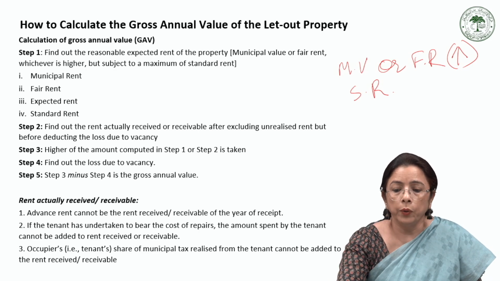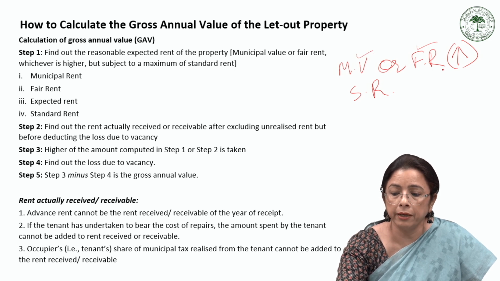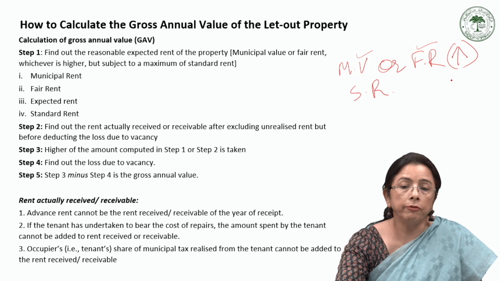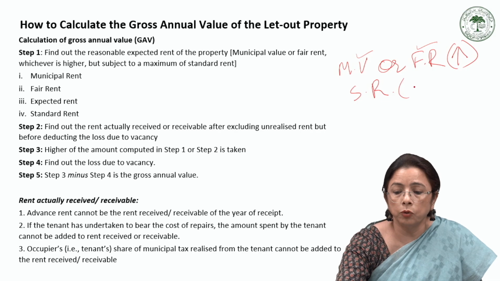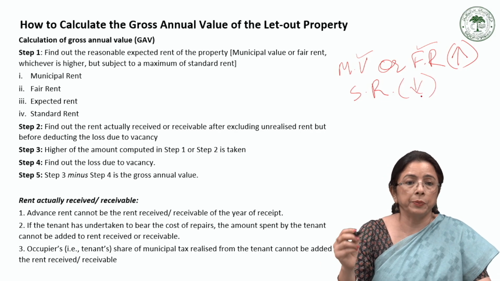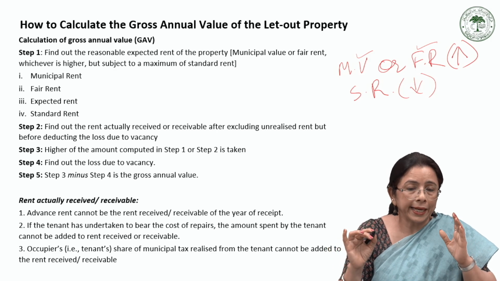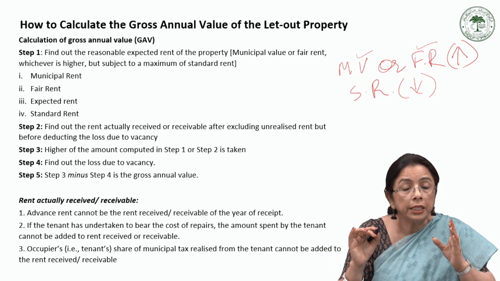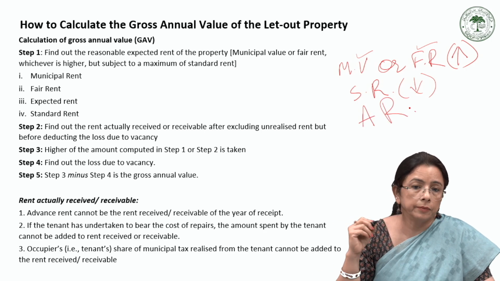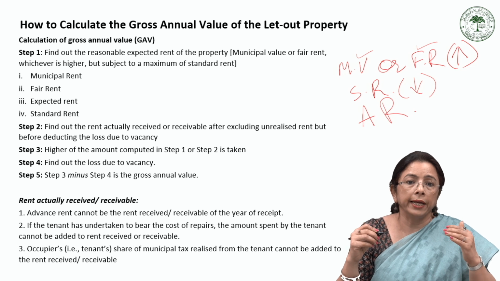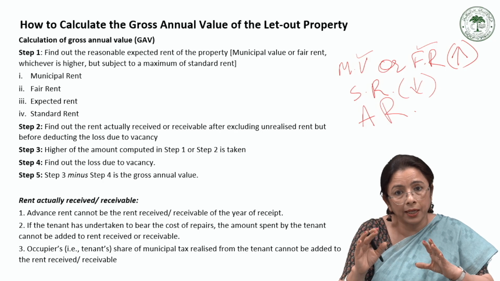How do we do it? We pick up the municipal value and we take the fair rent, we compare, whichever is higher will be picked up, and then we compare it with the standard rent, and out of the two, whichever is lower will be taken up as the expected rent. Once it is done, the second step is to find out the rent actually received, the actual rent. We will compare it with the actual rent. So we find out the actual rent, which is after excluding or deducting the unrealized rent.